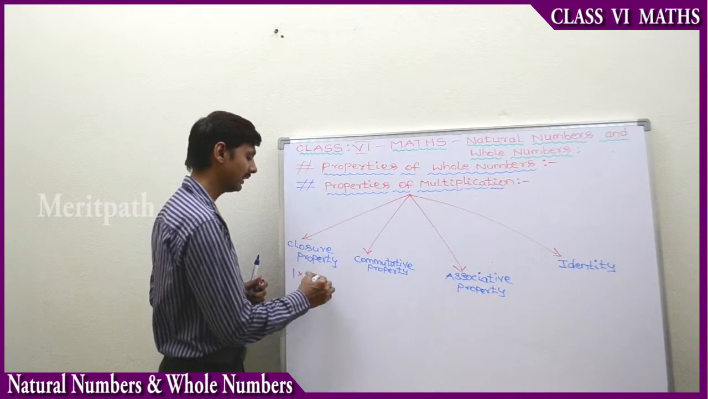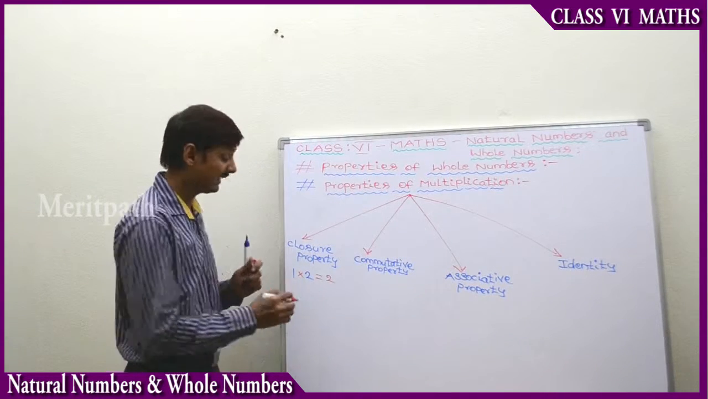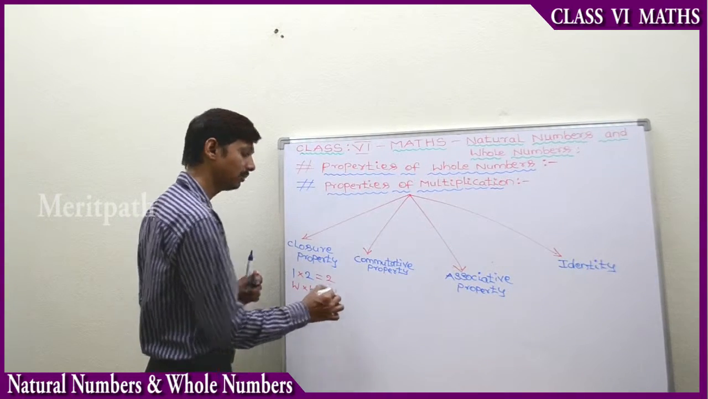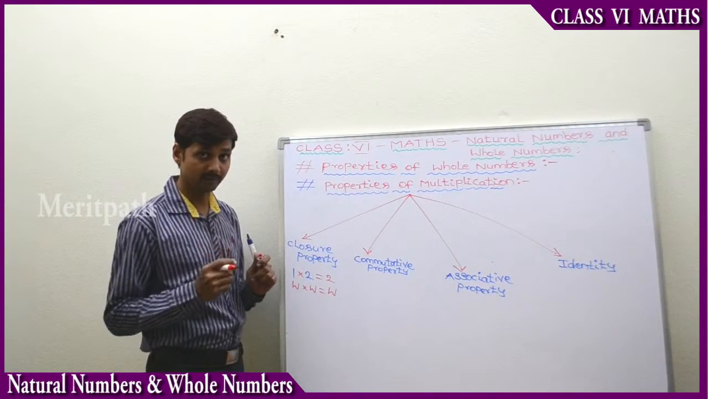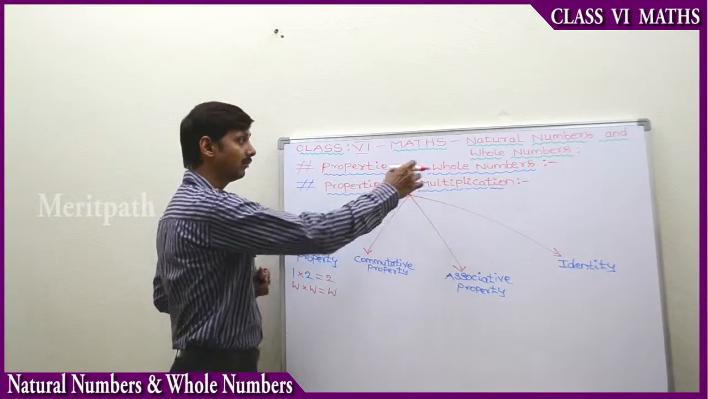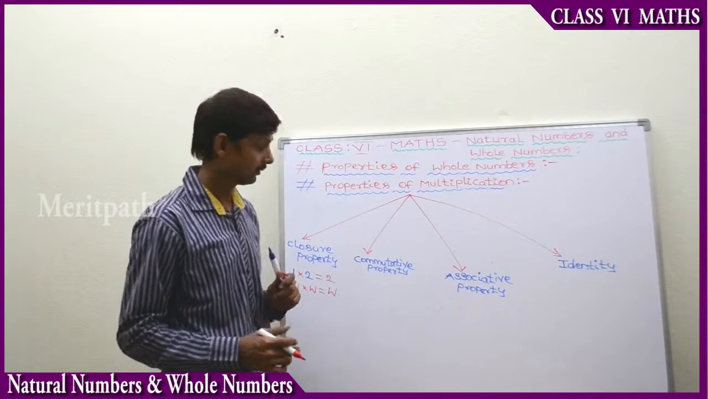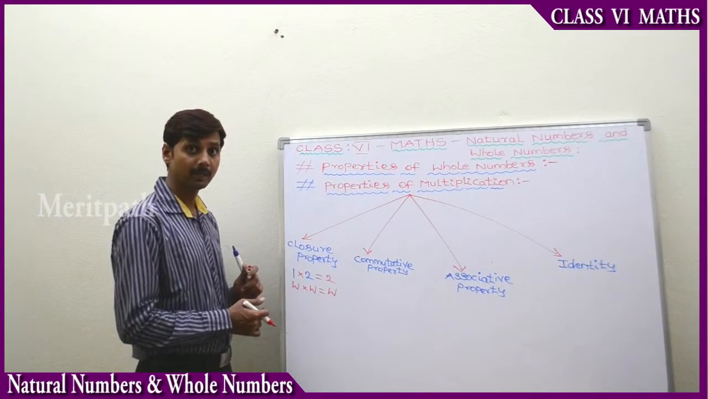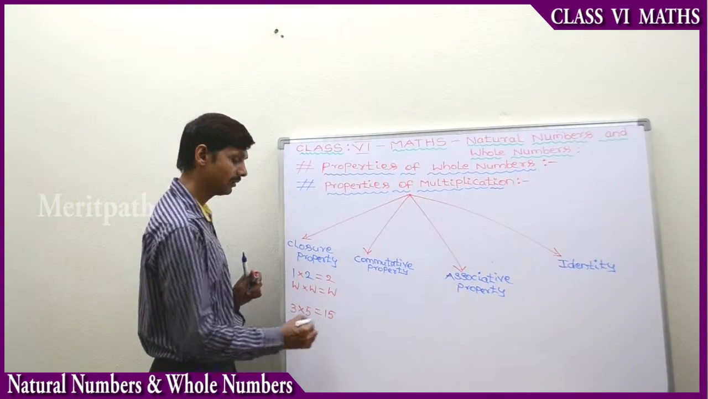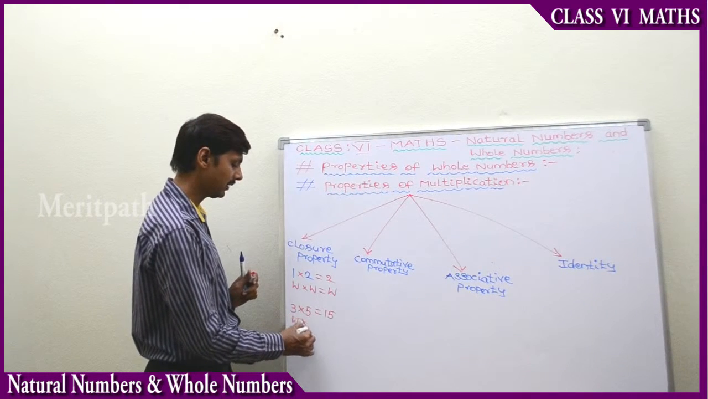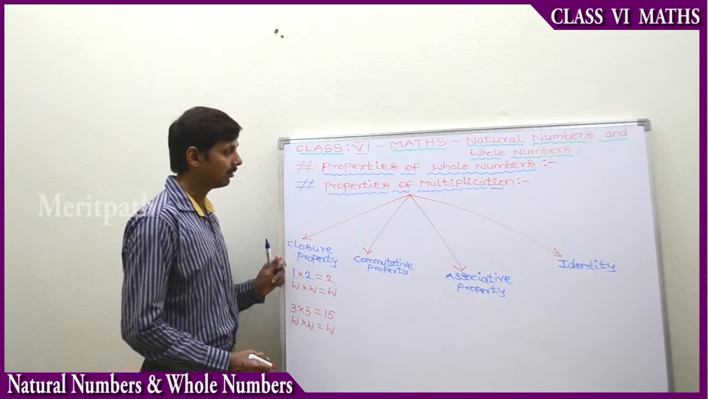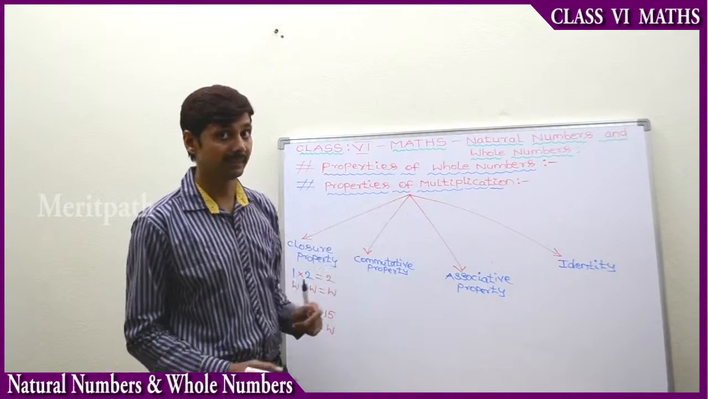1 into 2 is equal to 2. We have taken two whole numbers and multiplied them, and we are getting the same kind of number, a whole number. So what we understood here is that the closure property of multiplication of whole numbers is applicable. Let's see another example. 3 into 5 is equal to 15. So 3 is a whole number, 5 is a whole number, and 15 is also a whole number. The closure property of multiplication of whole numbers is applicable.